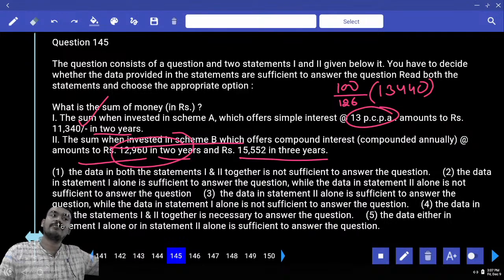Principal and amount difference will be the interest earned. That interest will be calculated on the principal value or amount value? Principal value. Then we get the per annum rate percent. Then 2 alone is sufficient or not sufficient? Sufficient.